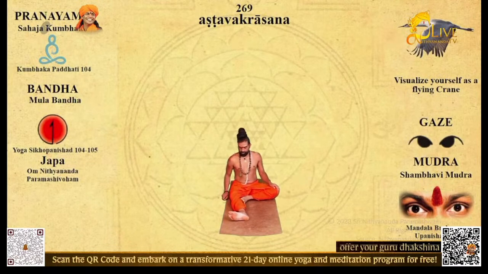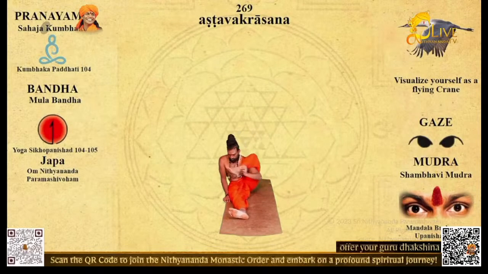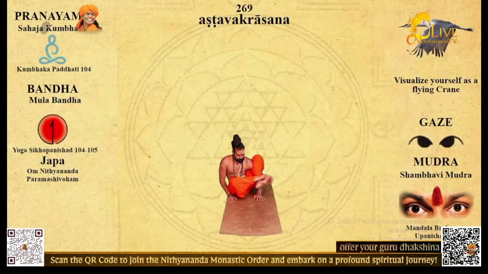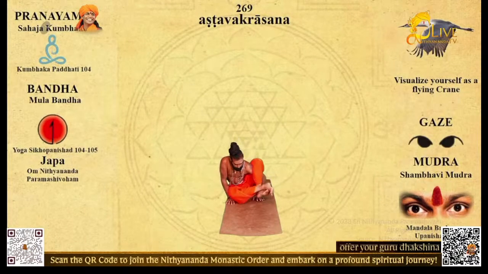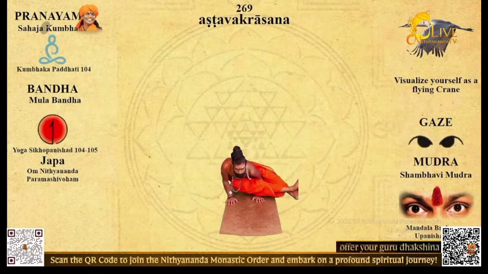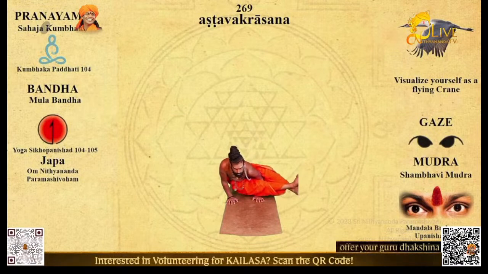We move on to Ashtavakrasana. Now lift the left leg over top of the left shoulder, bring the right foot across and hook it on top of the left foot. Lean forward and down, extend both legs to the side, balance on your arms as you visualize yourself as a flying crane.